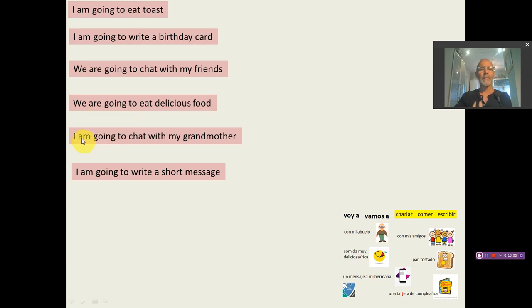5, I said voy a charlar con mi abuela, with an A ending, so it was grandmother, not grandfather in this case. I'm going to chat with my grandmother. And finally, voy a escribir un mensaje corto. I'm going to write un mensaje corto, a message short. Okay, remember the word order in Spanish is always the other way around. So we would say I'm going to write a short message.